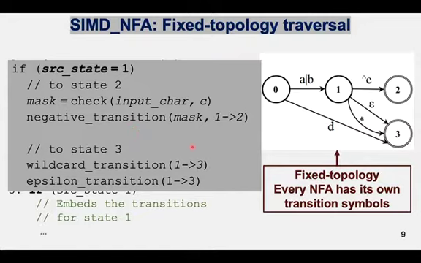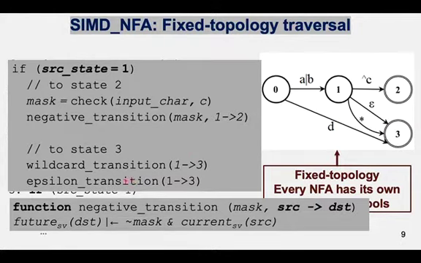Here I show how the negative transition is implemented. Since a negative transition is only taken when the input symbol does not match the transition symbol, here we simply negate all the bits of the mask, and perform a binary AND with the current state vector, then commit the result to the future state vector. The other 3 transition types are implemented in a similar way.